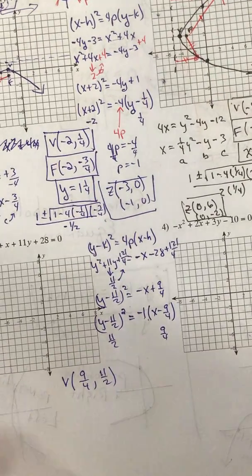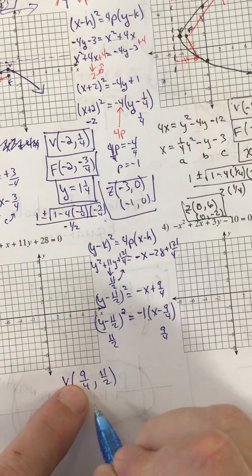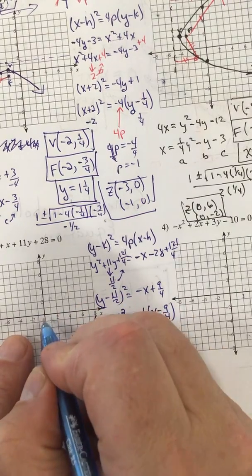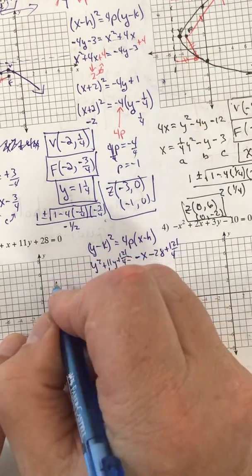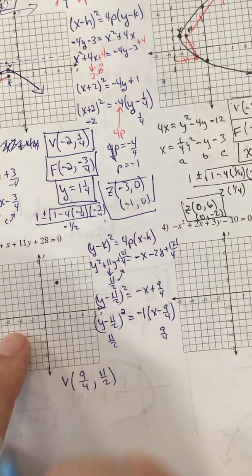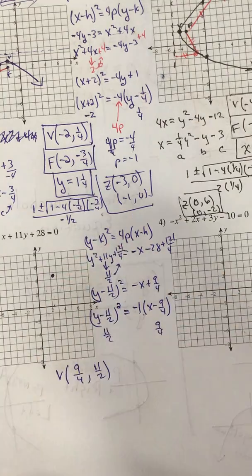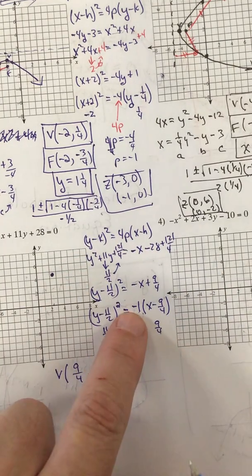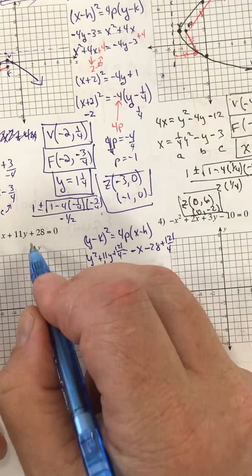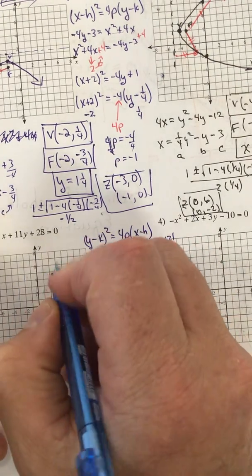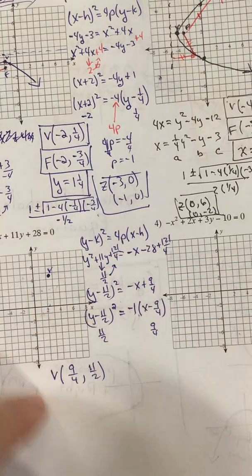So we can plot that. 9 fourths is 2.25, so it's over 2.25 and up 5.5. 2.25 up 5.5, so that thing is right about there. Okay, now I'm noticing that the p is going negative, so it's going to open in the negative direction. So I'm just going to put v right here. That's my vertex.